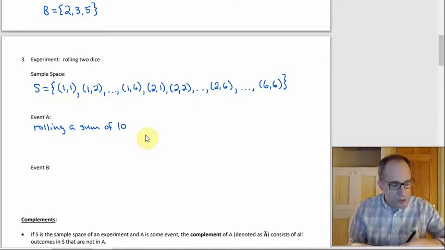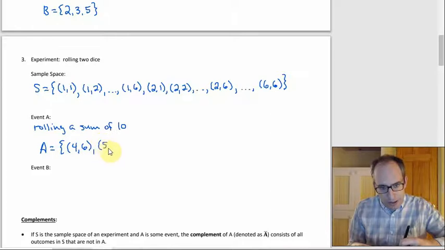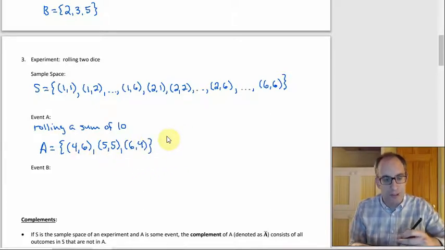So what you would end up with for your event A would be 4 and 6, 5 and 5, or 6 and 4. Right? So there are 3 different ways that you can end up rolling a sum of 10.